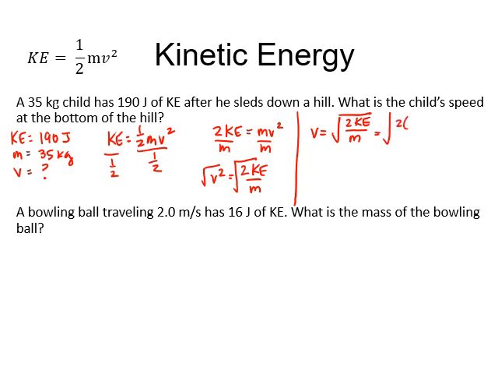So this is going to be 2 times 190 divided by 35, and it's going to be the square root of that whole entire product. Once we get that, it's going to be the square root of 10.86, which is going to equal about 3.3 meters per second. And that's going to be the child's speed at the bottom of the hill.